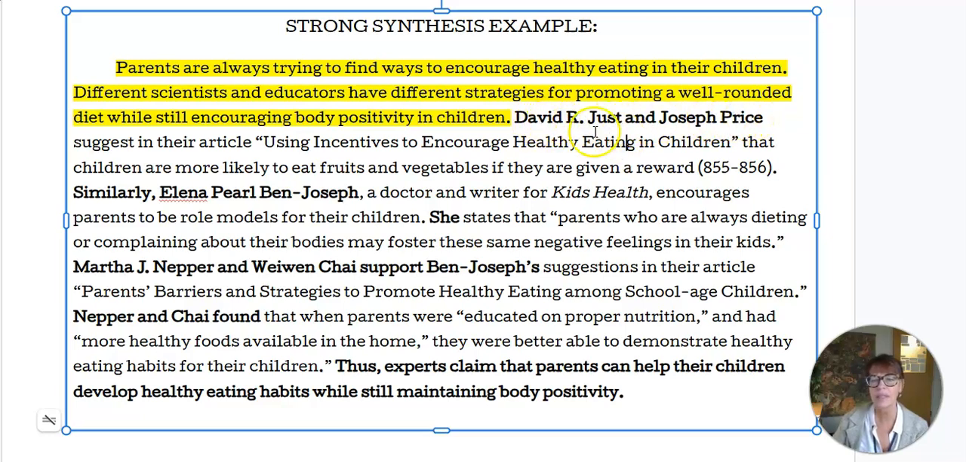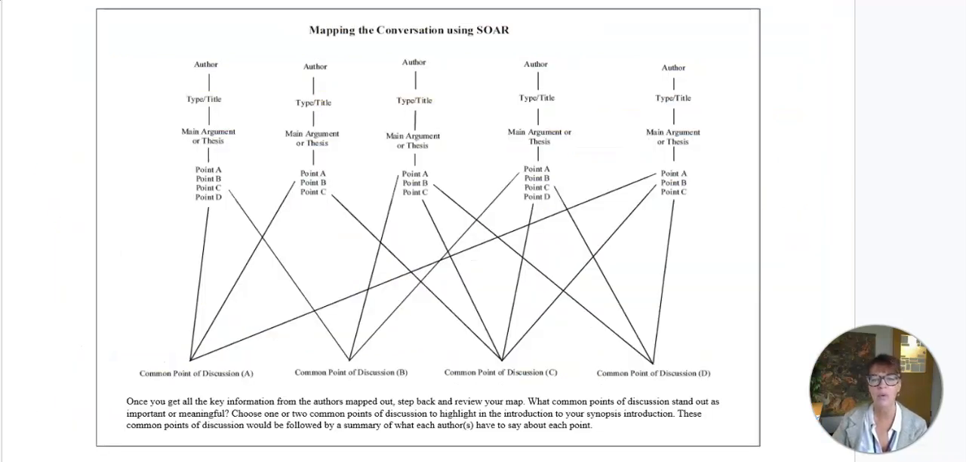First one is what does David R. Just and Joseph Price have to say about this? And then similarly, this is what somebody else says. And let's see, here's what the third one says, and so forth. You're just describing what these people said about that common point of discussion. And so the SOAR mapping method is going to be key in identifying those common points of discussion. Okay.